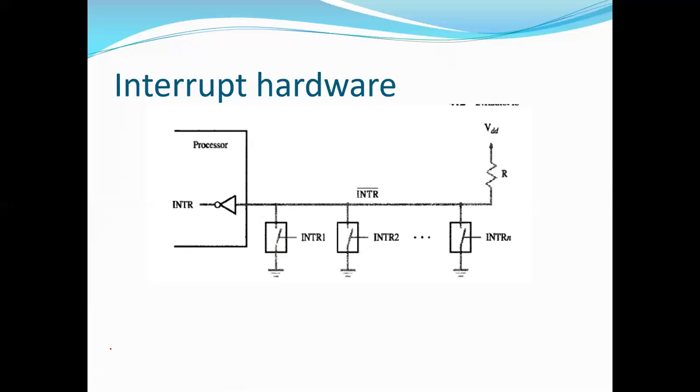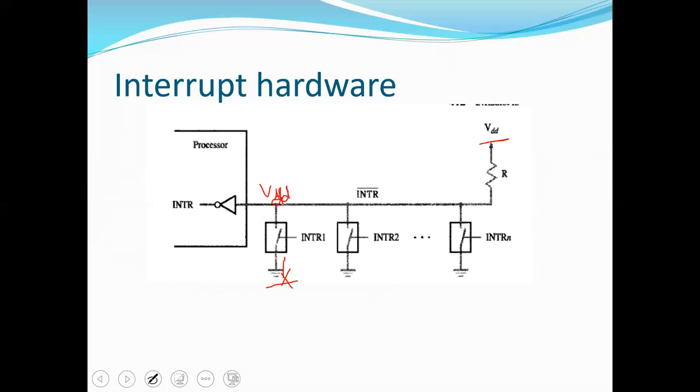Here you can see the power which is supplied, that is, there is a supply of volts VDD. Suppose there is no interrupt request from any of the IO devices. When there is no interrupt request by any of the IO devices, all the switches are open. No current is grounded, there is no grounding happening. All the switches are open, and the voltage passes as it is to the processor.